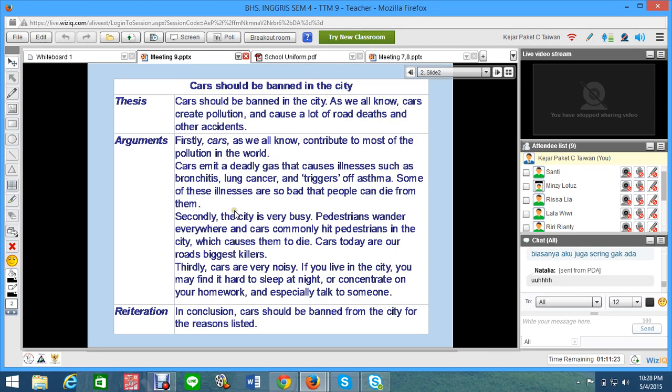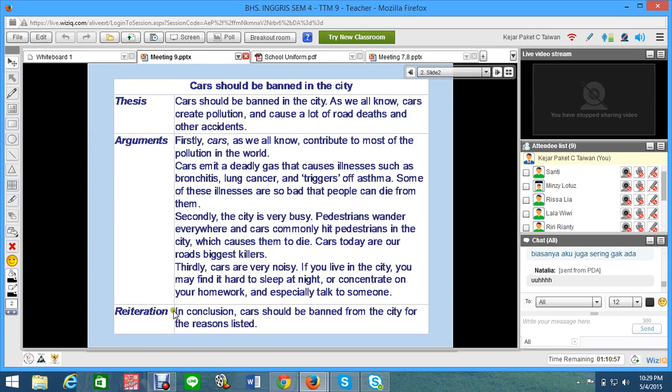Now we come to the third argument. Thirdly, cars are very noisy. If you live in the city, you may find it hard to sleep at night or concentrate on your homework, and especially to talk to someone. So this third argument comes from the third main argument in the thesis.